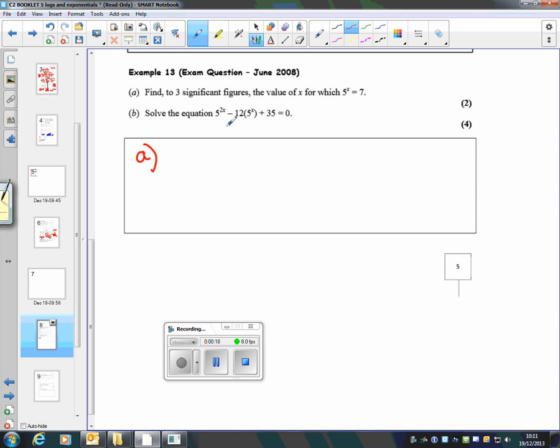In part A, we've got to solve an equation where we want to find out the power. To be able to do that, this is why we take logs. So we need to log both sides first of all. Then when we've done that, using one of our laws of logs, we know that we can bring that power then to the front.